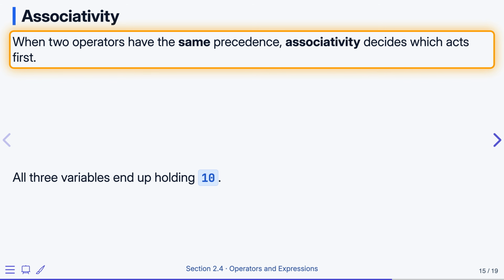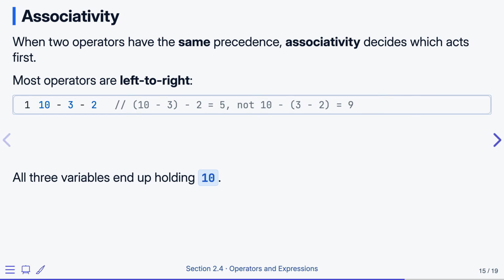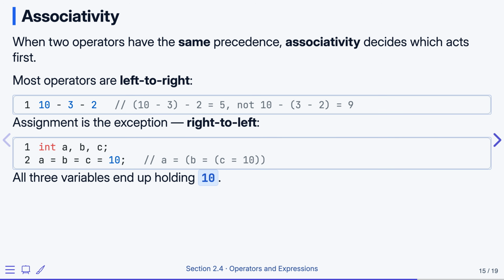When two operators sit at the same precedence level, associativity breaks the tie. It tells us the direction of grouping. Most operators group left to right. So 10 - 3 - 2 is read as (10 - 3) - 2, which is 5. The leftmost operator goes first. Assignment is the famous exception. It groups right to left. So a = b = c = 10 is read from the right. First c gets 10. That returns 10, so b gets 10. Then a gets 10. All three variables end up holding 10.